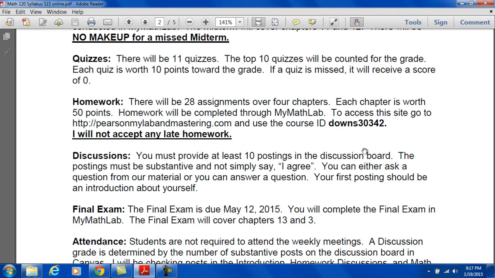To access the site, go to, and there's the site. And there's the correct ID code there for the class that we're doing. You could buy the access directly in My Math Lab. I do not know the price and how it compares to the bookstore price.